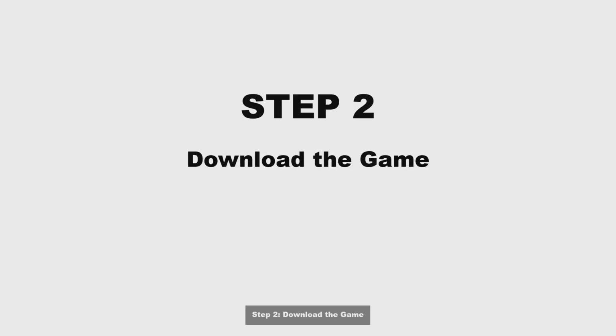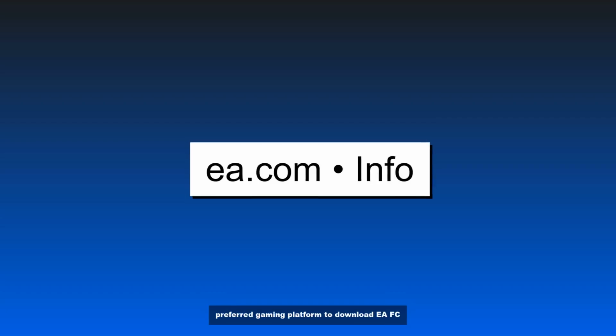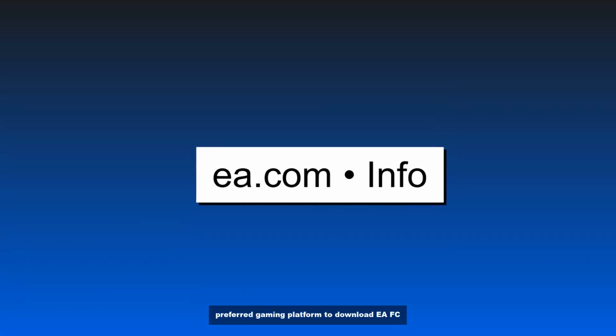Step 2. Download the game. Visit the official EA website or your preferred gaming platform to download EAFC25. Choose the appropriate version for your system and follow the prompts to start the download process.